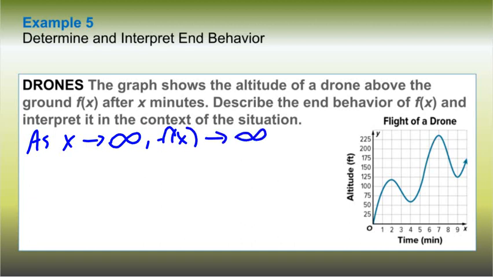Now I can only have that one, and the reason why I can't have x approaching negative infinity is because I can't have negative time. And if I can't have negative time, the f of x is not going to be negative, a negative altitude. So I'm only going to have one statement here.